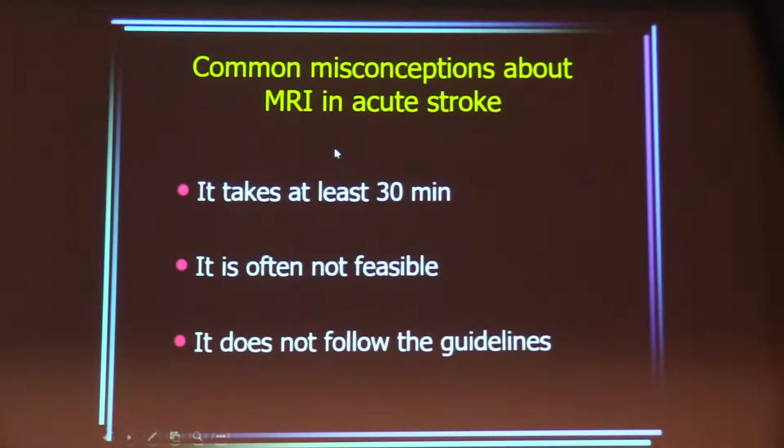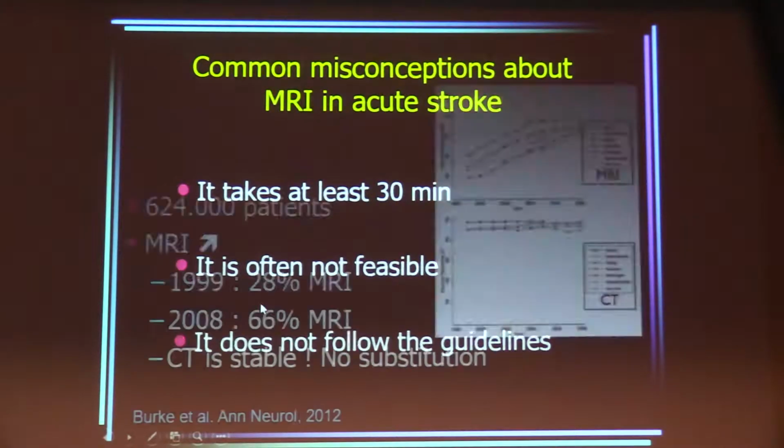There are a lot of common misconceptions about MR in acute stroke. The first one is that it takes a long time, about 30 minutes, that it is often not feasible because the patient might be restless, and also that it does not follow the guidelines. I'm going to try to prove that everything is wrong.